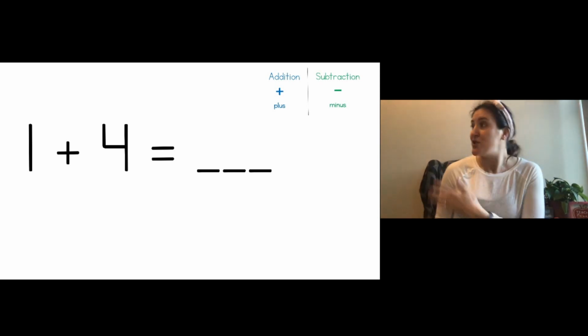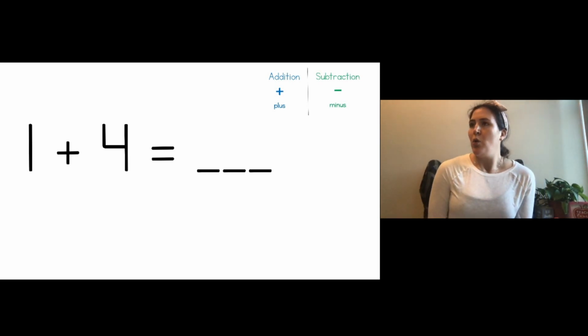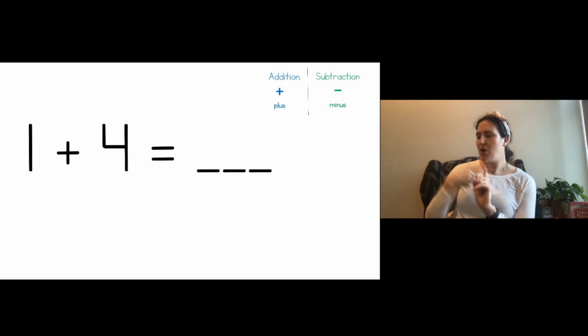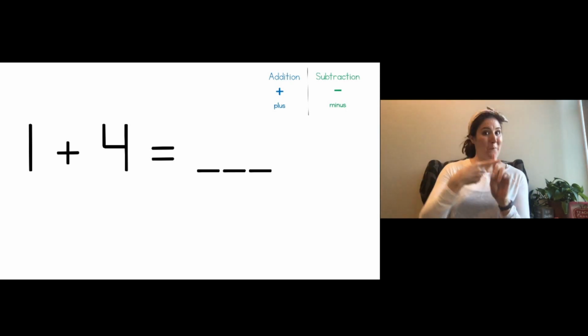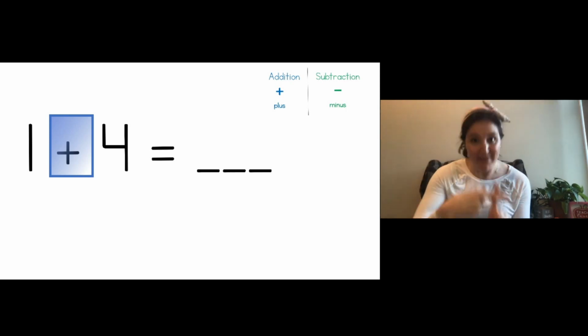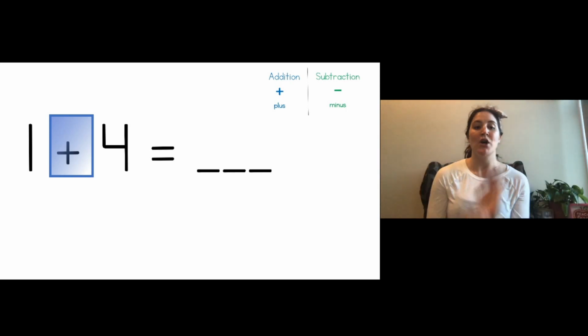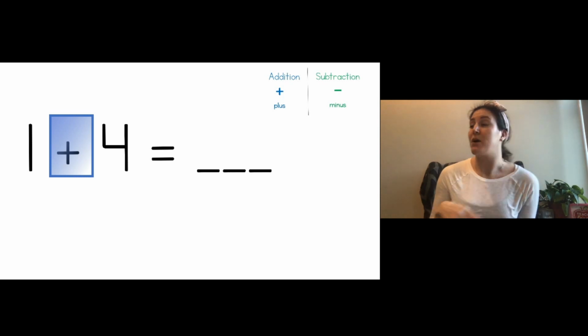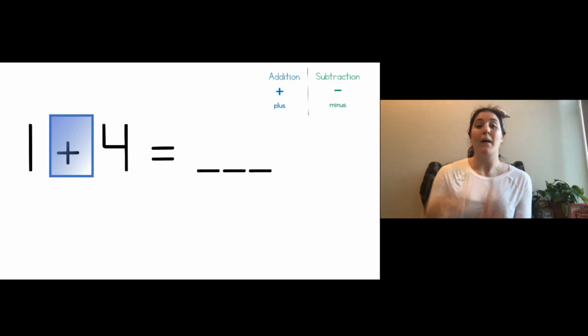Okay, so here's our first one. What symbol do you see in this number sentence? Do you see plus or do you see minus? Do you see plus? I see plus too. Everyone say plus. Very good. So I want you on your piece of paper, you write 1 plus 4 equals. Write it on your piece of paper. 1 plus 4 equals.